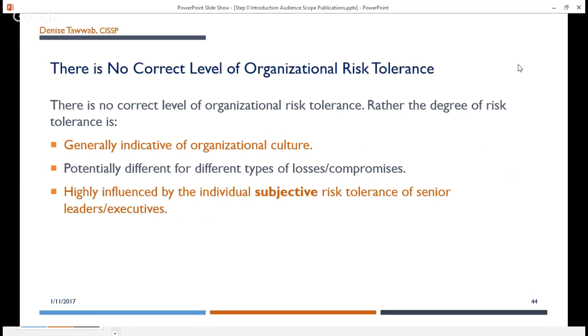If you're with the Department of Defense, you're looking at risk a whole different way than somebody from the Museum of Art. You're looking at risk differently because the stakes at the Department of Defense are much, much higher than at a museum. The degree of risk tolerance will probably be different for different types of losses and compromises, and they will be highly influenced by senior management's subjective risk tolerance.